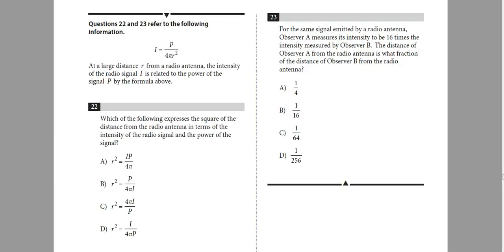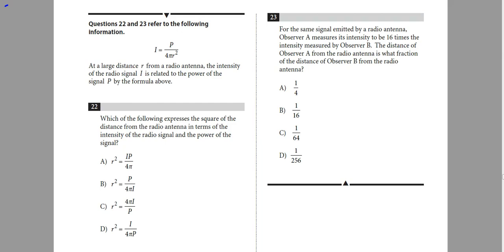Number 22 and 23, kind of an extended response problem here. So we have some sort of an equation. Let's jump in and see exactly what that represents. So we have I equals P over 4 pi r squared, where r is the distance from the antenna, I is the intensity, and P is the power. So we have that equation relating power, radius from the antenna, and intensity.